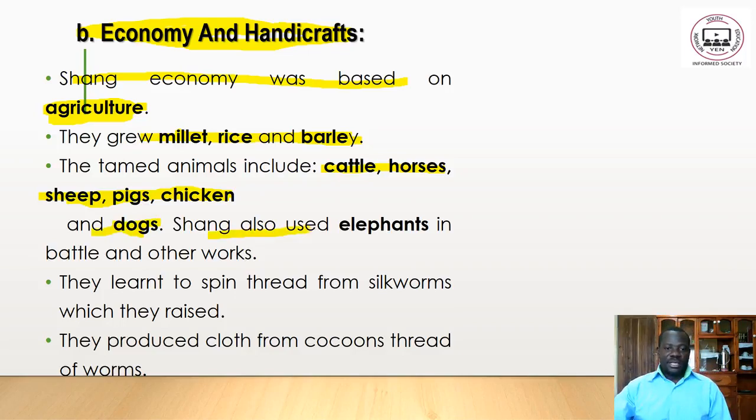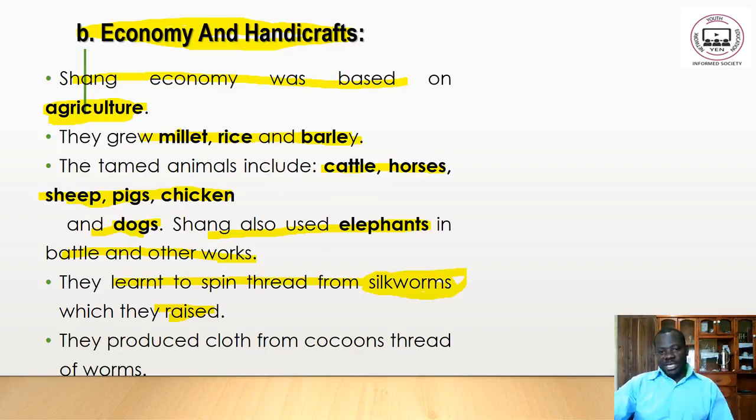The Shang also used elephants. They were using the elephants for battle and other work. And they also learned to spin thread from the silkworm, which they raised. They were keeping the silkworms in order to get the threads from the cocoons, and then they were making silk from there. The cloth was made from there. The silkworms were small insects that were making the silk.